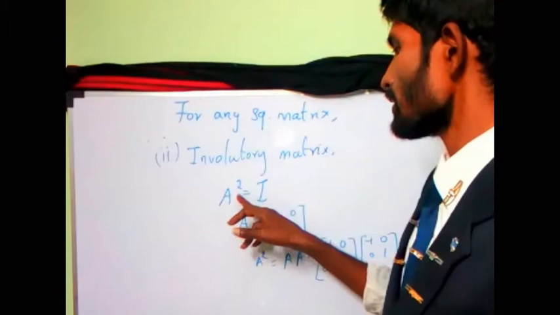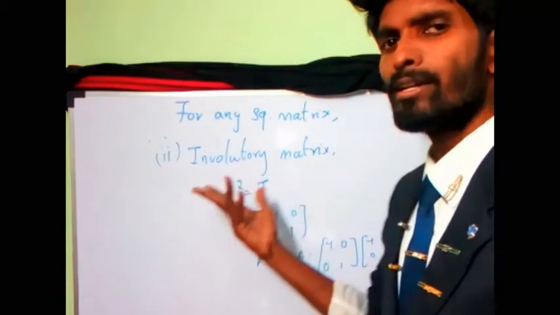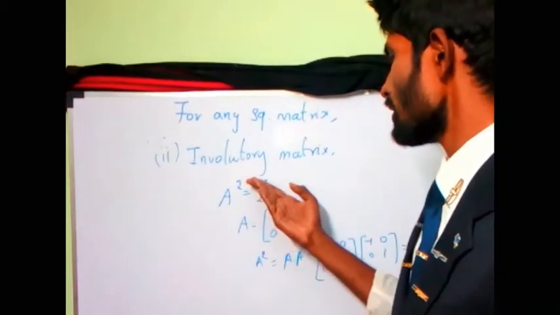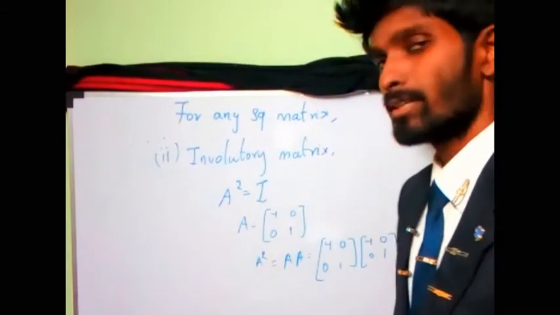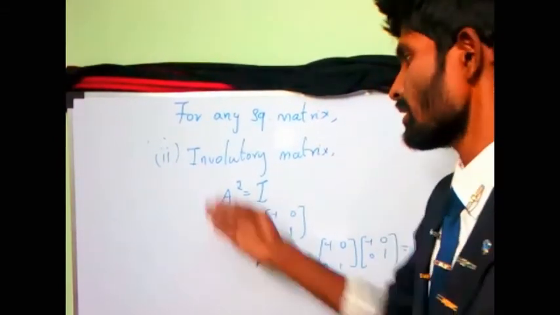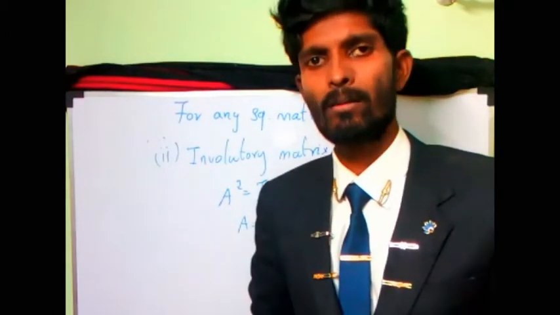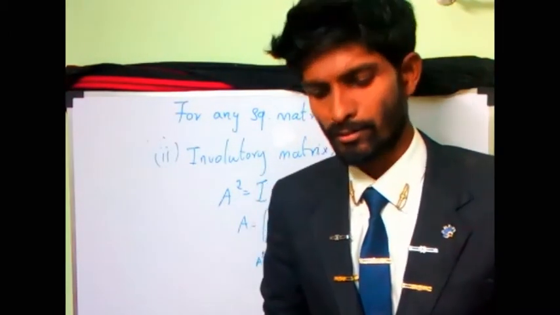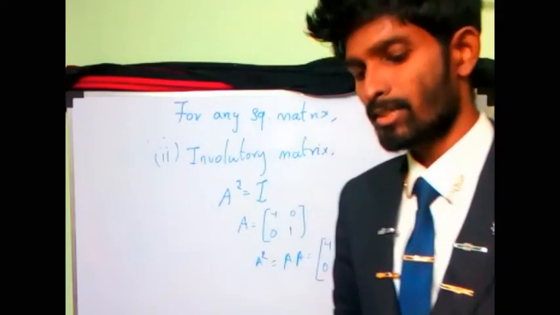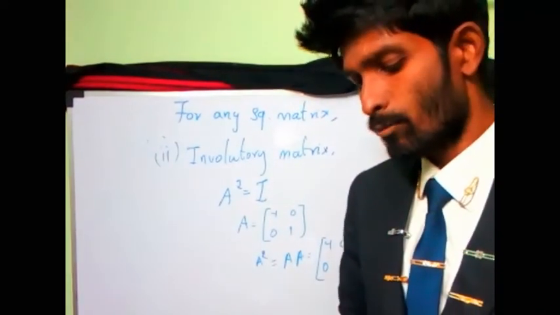For any square matrix, if some natural-number index of the matrix results in the identity, then that square matrix is called an involutory matrix. These definitions are very important for competitive exams, including GATE and any type of transfer exams also. So please have a small look at this one. That is very important.